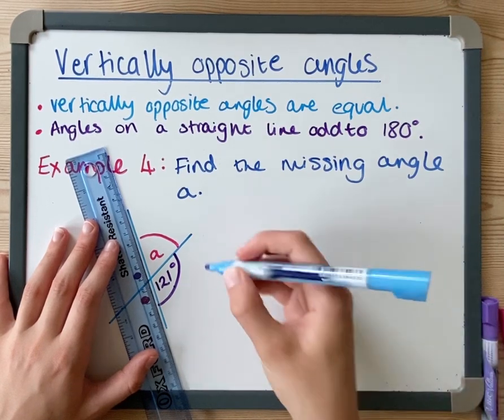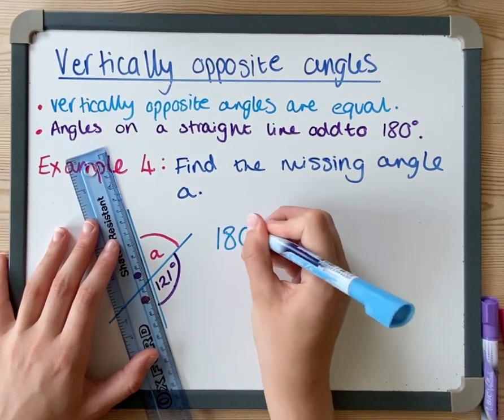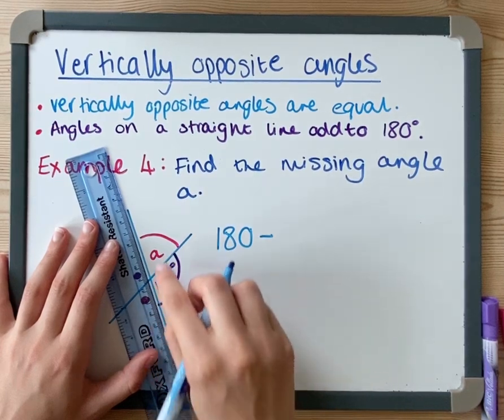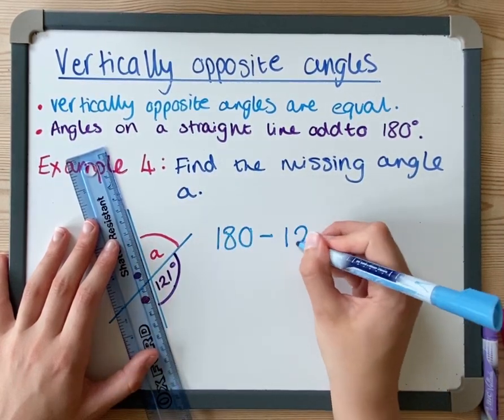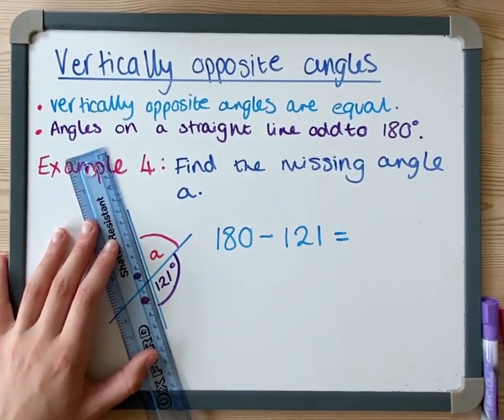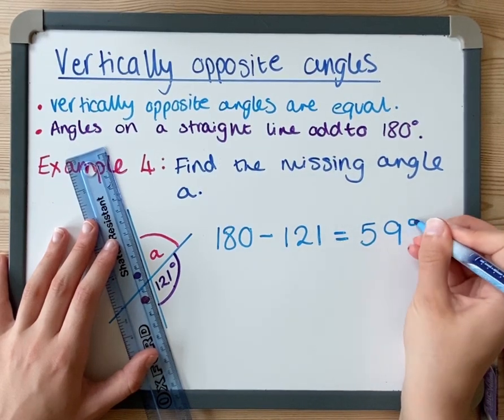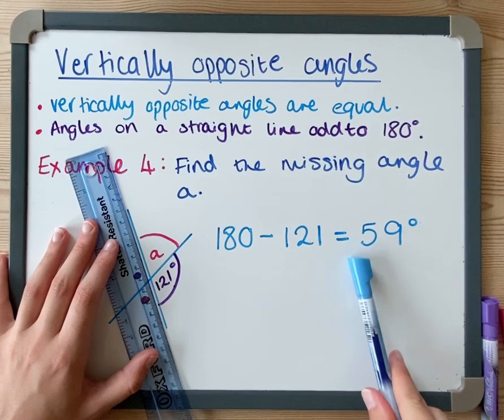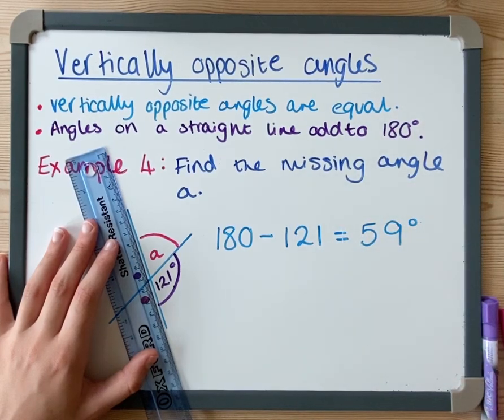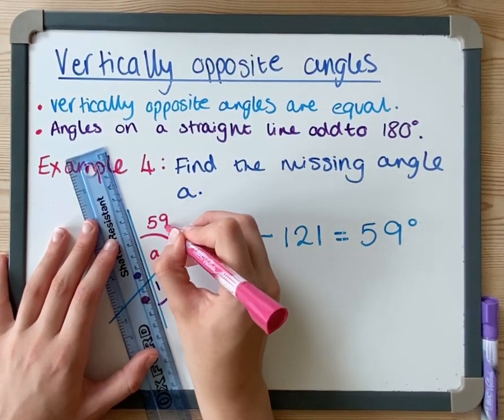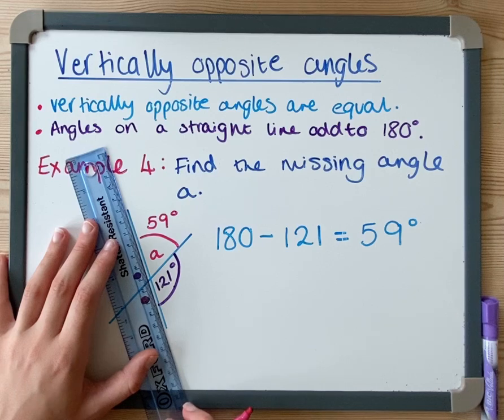So if I do 180, take away the part I know, I'll be left with the part I don't know. So 180, take away the 121. Again, if you want to use a calculator, that's fine, because I really just want you to work on the rule. That is 59 degrees. So that missing angle A is 59 degrees.